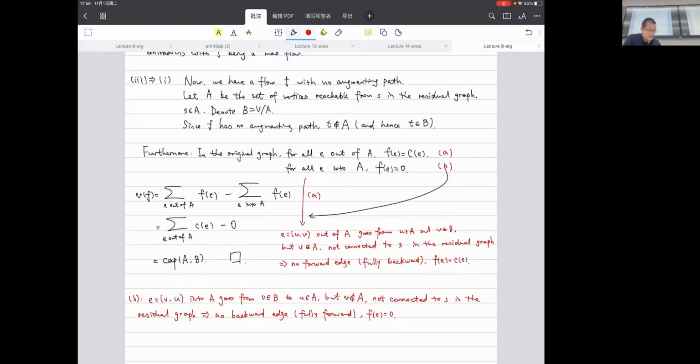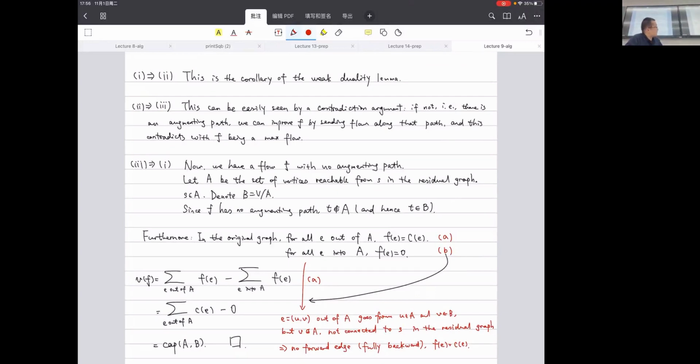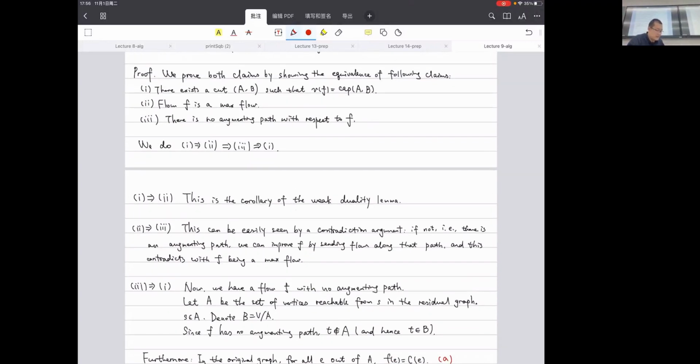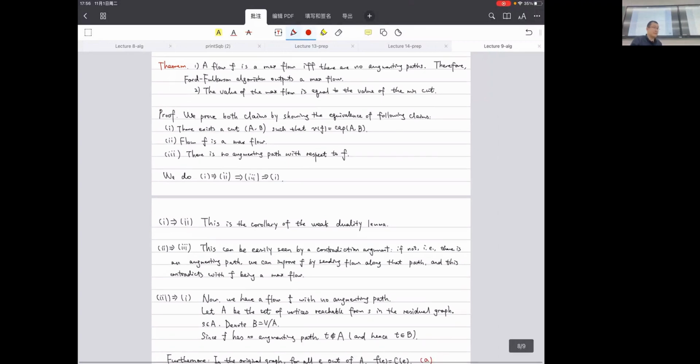But the intuition, as I just mentioned, is that we are very carefully utilizing the fact that the set A here is the set of all vertices reachable from S in the residual graph. For this equality, we further utilize the structure that for all the E out of A, FE equals C, and for all the E into A, FE equals 0. For this very specific case, we know that the flow value is going to equal the capacity between A and B here. And basically this finishes the most sophisticated part, from 3 to 1 here, and finishes the whole correctness proof of the Ford-Fulkerson algorithm.